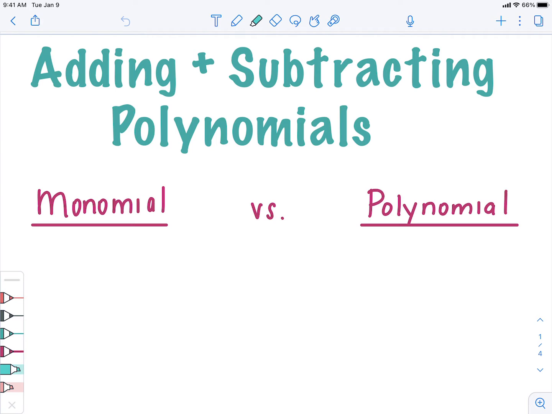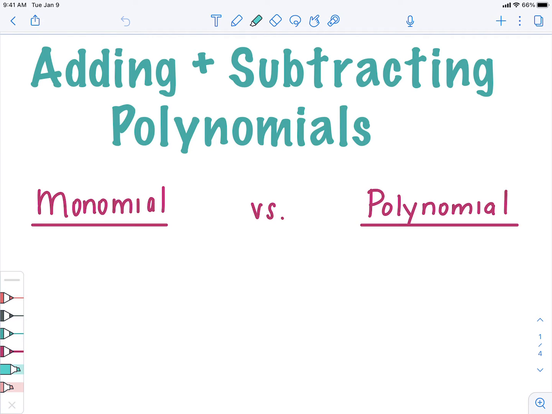So we're going to start talking about how to combine polynomials. And today we're specifically going to look at just adding and subtracting polynomials. So before we actually add or subtract them, there are a few vocabulary words that I just want to go over with you guys to make sure that when you are reading the questions, you know what's happening.